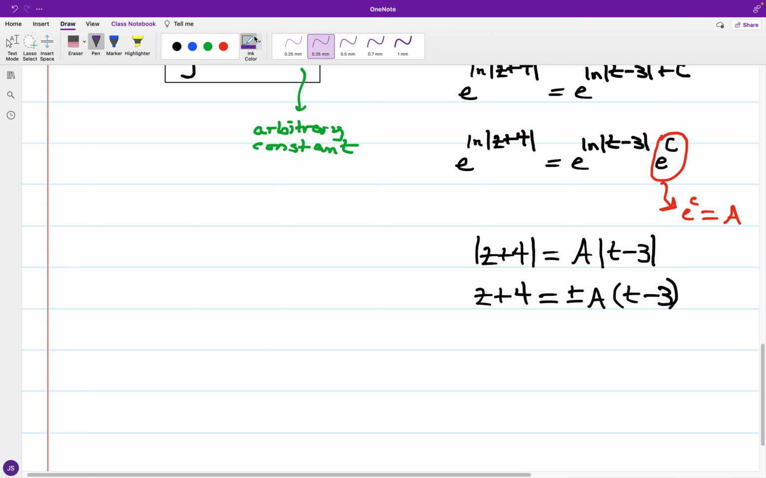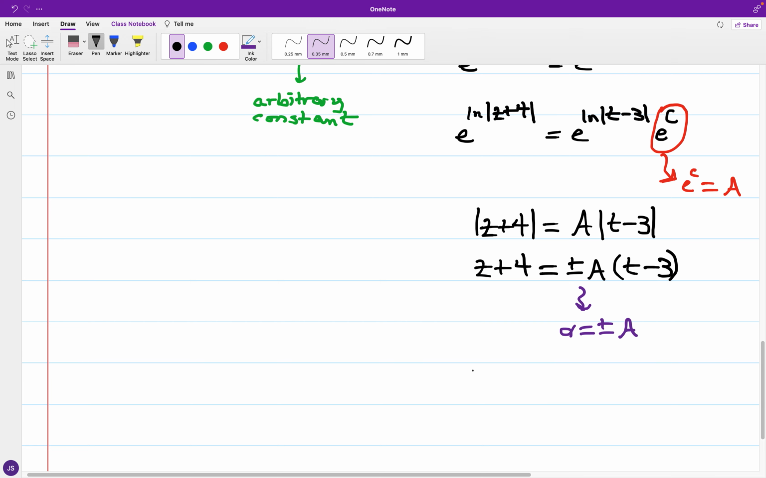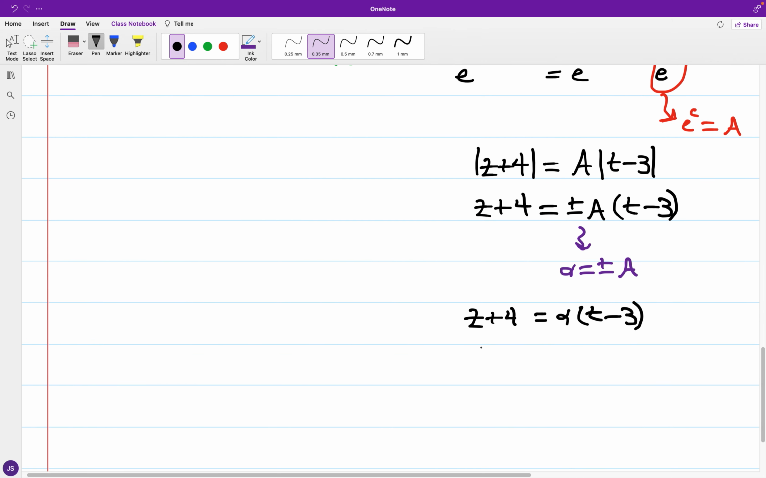And just to put it in terms of a single constant term, we'll say that alpha as a single letter will reference both positive and negative A. So in the rewrite, we have z plus 4 is equal to alpha times the quantity of t minus 3, and isolating z upon taking 4 away from both sides, we have that z is equal to alpha times the quantity of t minus 3 followed by the subtraction of 4.